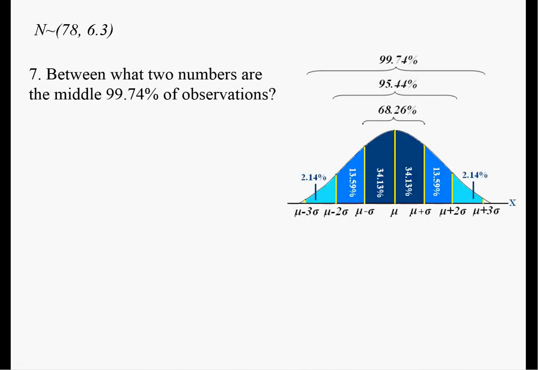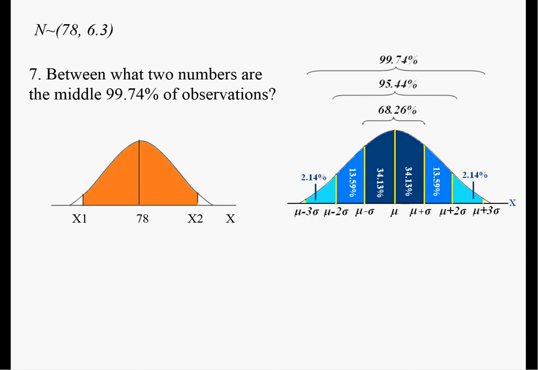Question number 7. Between what two numbers are the middle 99.74% of observations? So this is similar to two of the previous questions, which ask us between what two values are the middle 68.26% or the middle 95.44%. Okay, but this question is the middle 99.74%.